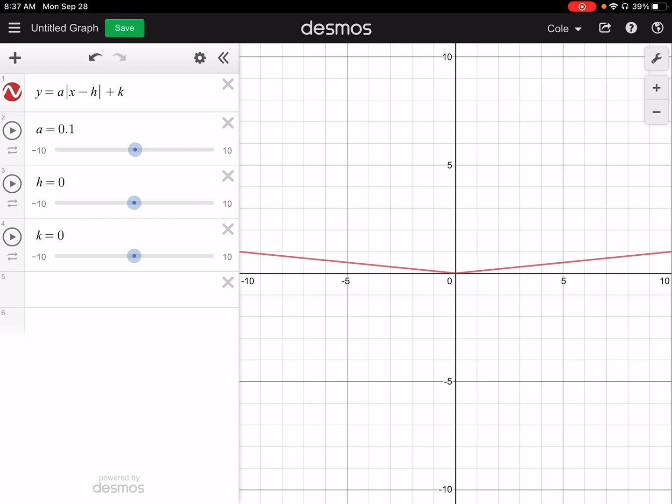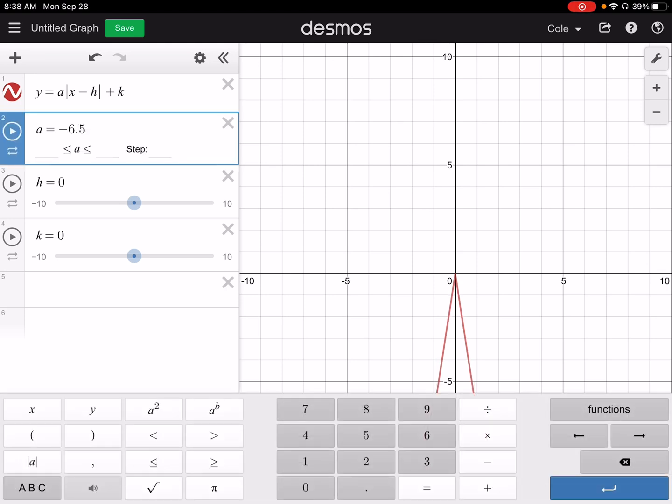As soon as I make the scale factor negative, now this graph turns upside down. There's a reflection across the x-axis. And what I'm going to say is this absolute value graph opens down. If A is negative, then the graph opens down. If A is positive, then the graph opens up. So we have a stretch opened up, a compression vertically opened up, a compression vertically and opened down, and then a stretch vertically opened down. Okay, so I'm going to reset A to 1.